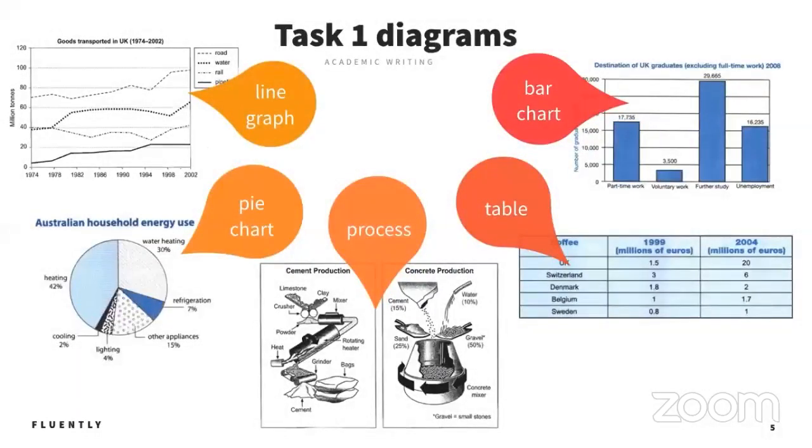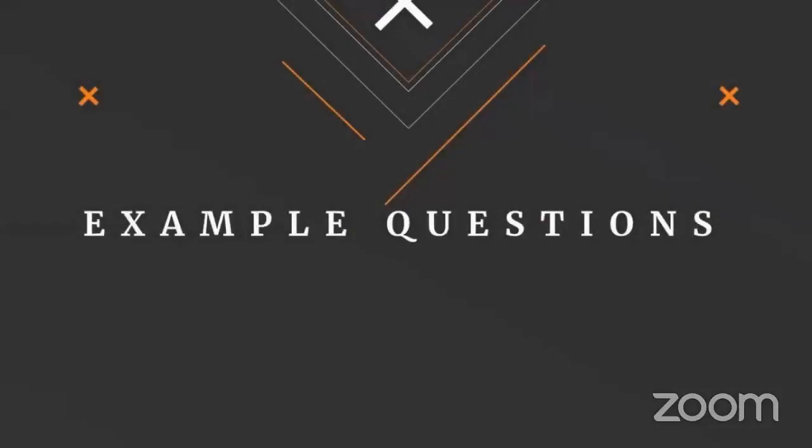These are some examples of the type of diagrams you might be given in the exam. So you might have a line graph or a pie chart. You may be given a diagram that shows some kind of process, or a table, or a bar chart like here, or maybe a map, or some other kind of diagram, but it's always something visual that you need to explain and describe. So let's look at some example questions to give you a better idea of the kind of thing that you'll have to do.